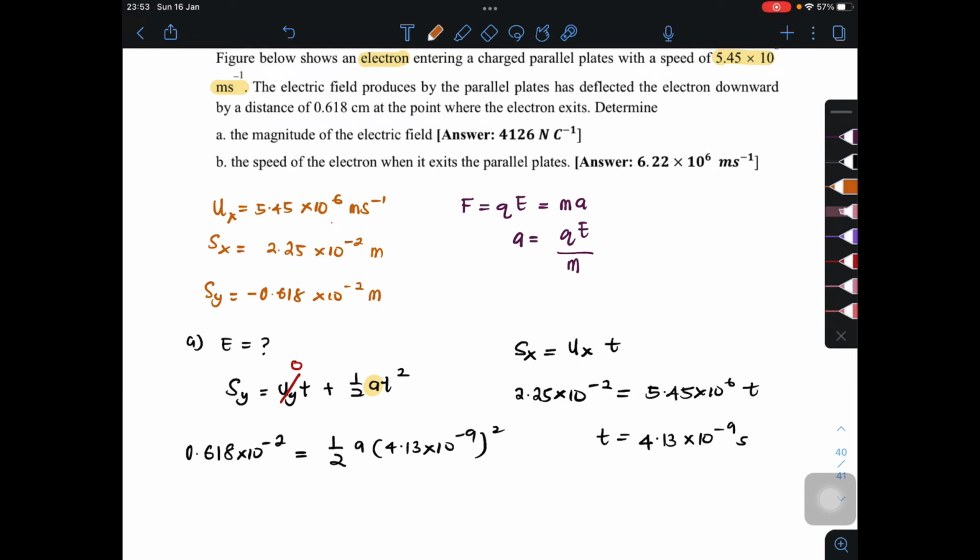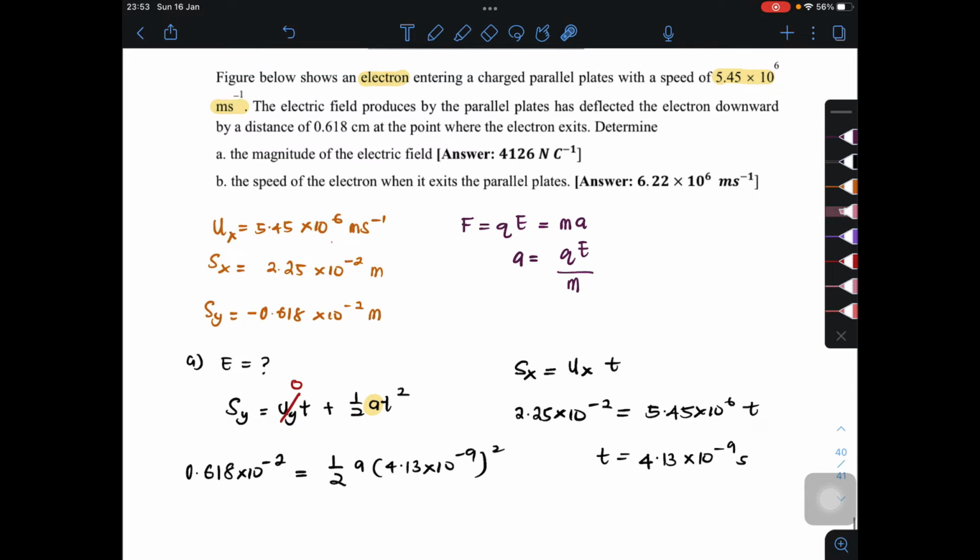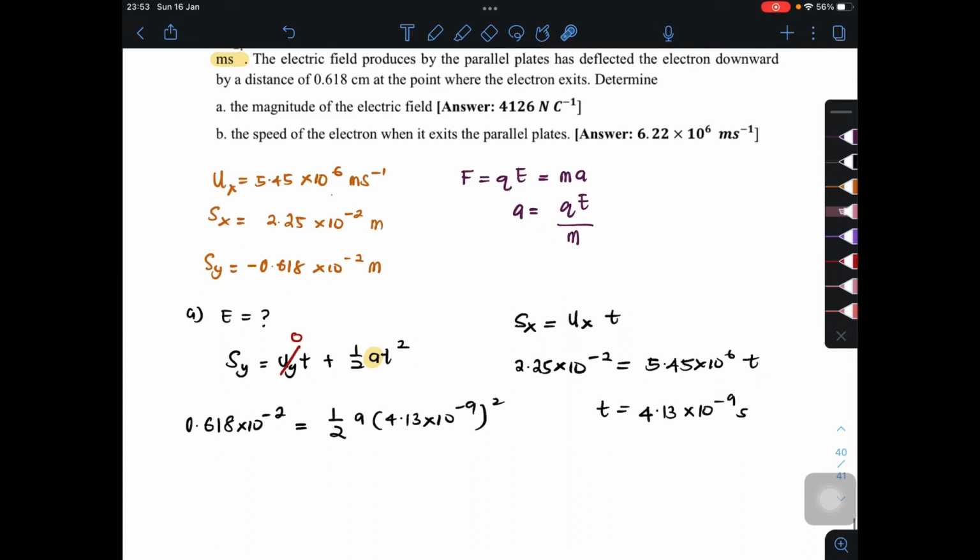But actually in this chapter, the negative here is not very significant. Okay, kita tidak perlu masukkan negatif pun tidak apa sebenarnya. Sebab dalam soalan ni, we want to find electric field. So remember, if we want to find electric field, we don't need to include the sign of the charge. So in the end, kita tidak perlu pun masukkan sign of charge dekat sini. So this negative, we can just ignore.